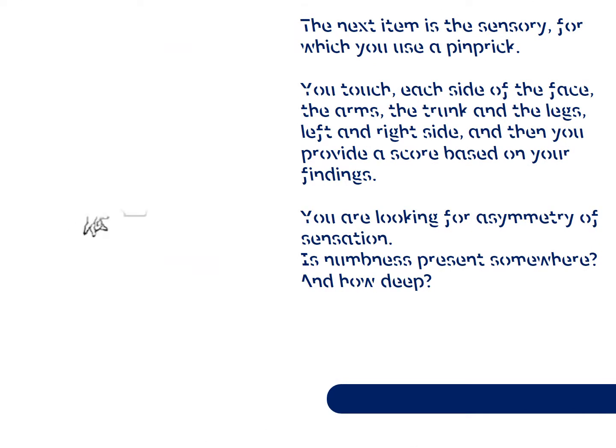The next item is the sensory, for which you use a pinprick. You touch each side of the face, the arms, the trunk and the legs, left and right side, and then you provide a score based on your findings. You are looking for asymmetry of sensation. Is numbness present somewhere? And how deep?